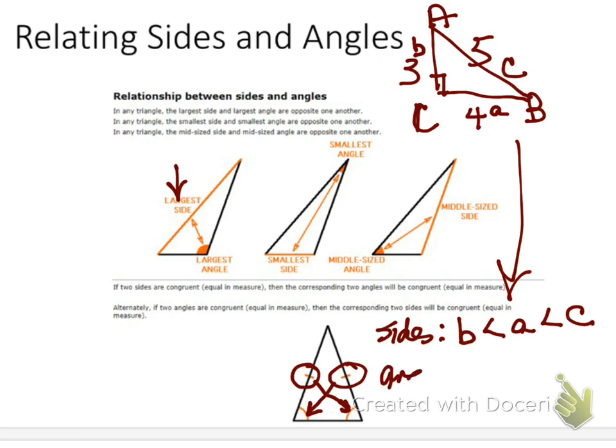Given that, what do you know about your angles? You know that angle B, opposite the smallest side, has to be less than angle A, that's the middle side, which has to be less than angle C, which is the largest angle. So we'll make this C super big, and the one above it, this pertains to the side, we'll make that super little. So that's how sides and angles relate, and this is a very important concept.